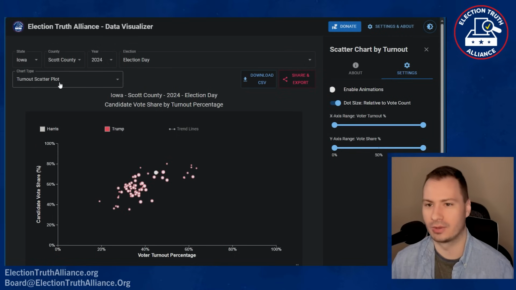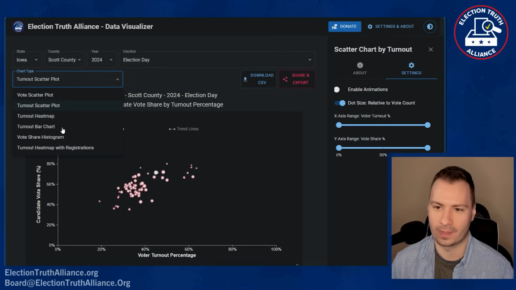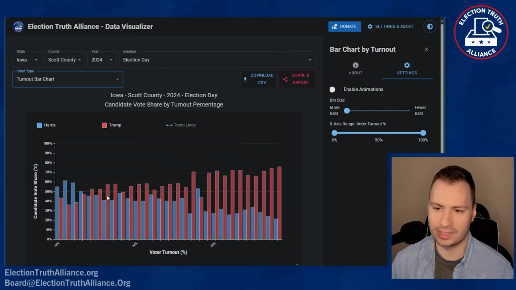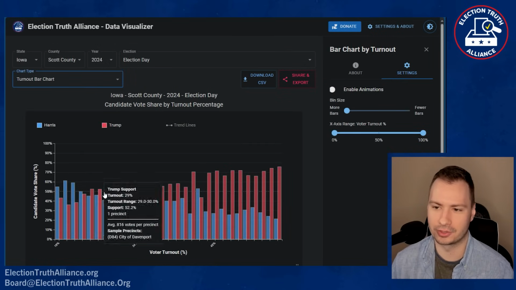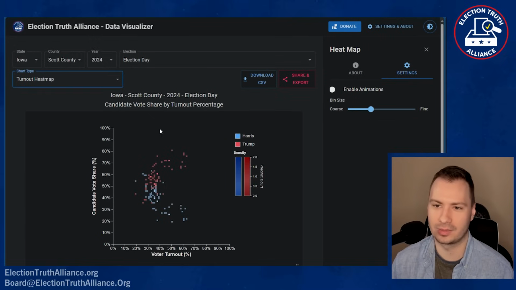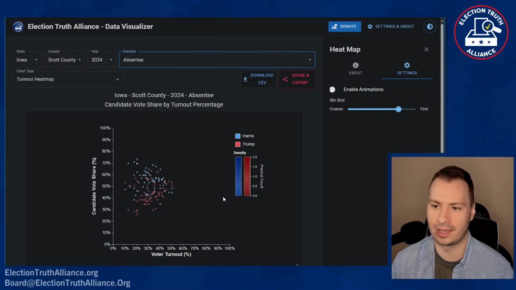And then when we go and turn this into a bar chart, we still see that same shift after a certain point. The candidate begins to grow in the amount of votes, and we look at them on a heat map. We see that downward shape and trend and that upward to the right shape as well. Absentee, we see a bit more of a ball. The more precincts you have, the more clean or clear this ball should become.